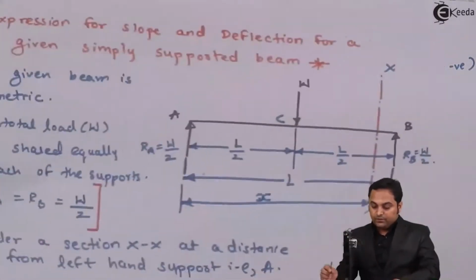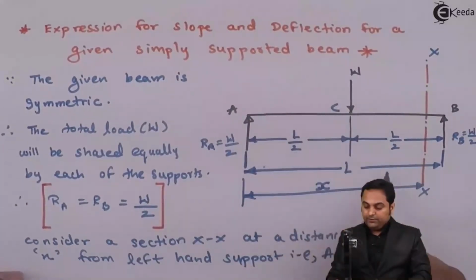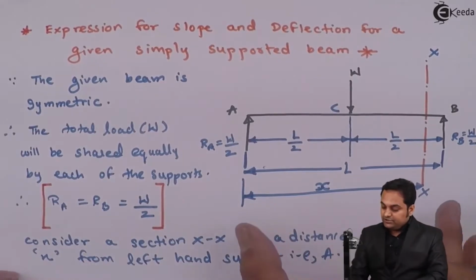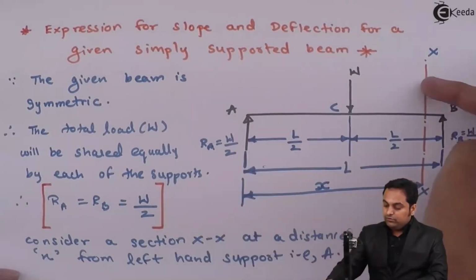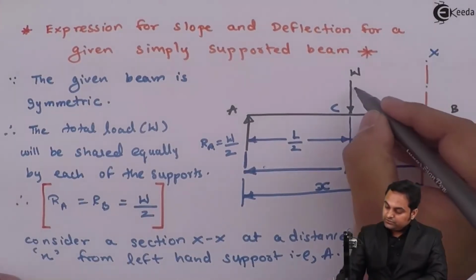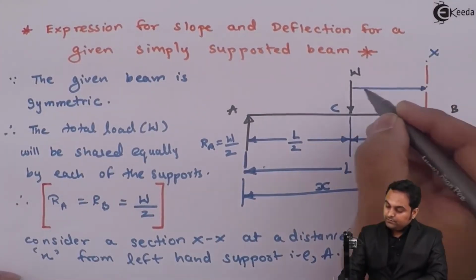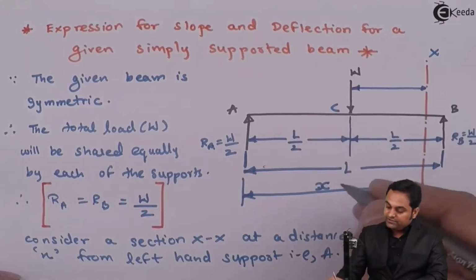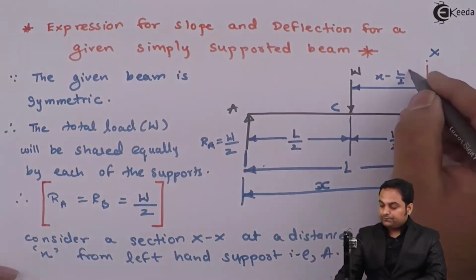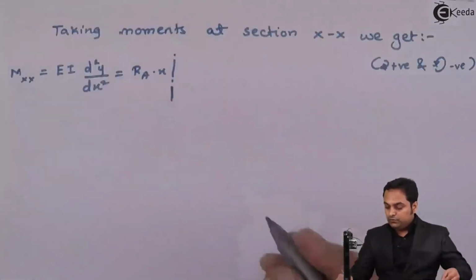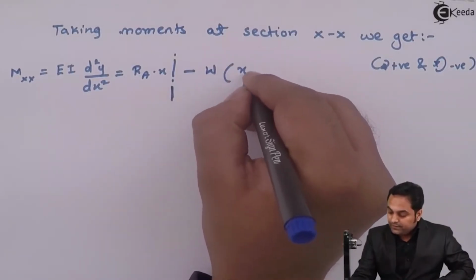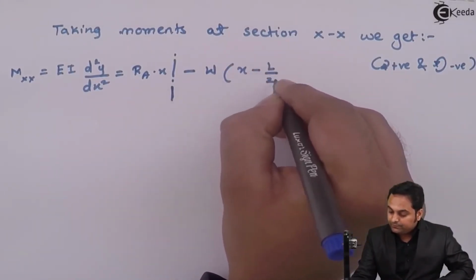Next, W produces anti-clockwise moment and it is located at a distance of x minus L by 2 from x. As I can see here, the section is x, so the distance between the load W and section XX is x minus L by 2. So it is minus W into x minus L by 2.